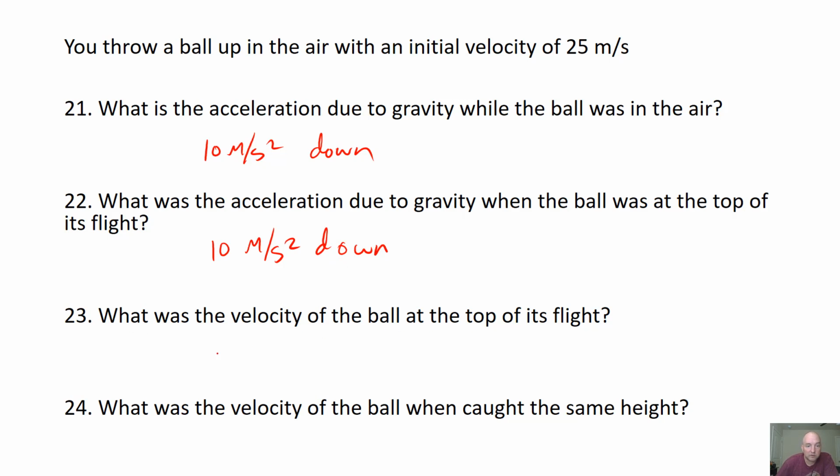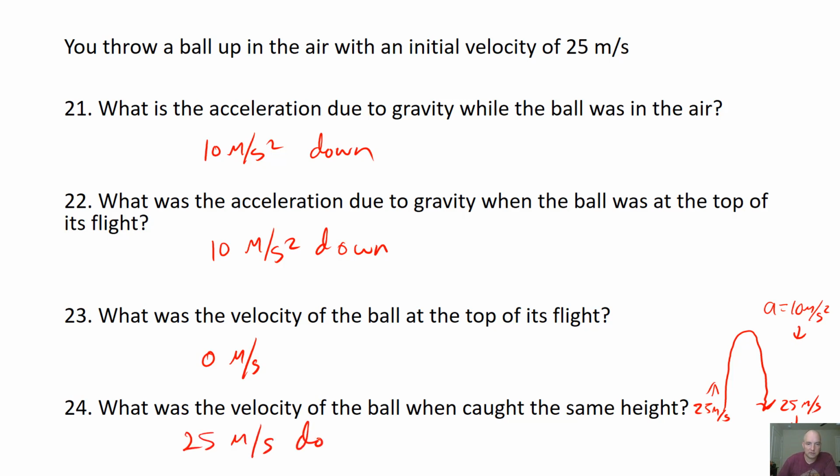What's the velocity at the top? So velocity is what you actually see. And at the top of an object's flight, it's going to stop for a second. So it's going to be 0 meters per second. But then when it finally comes back down, it's going to land. So by the time it goes up to the top, it stops. The whole time a equals 10 meters per second squared down. Changing it down, that's why it changes and makes it stop and go back down. But when it's caught, it's going to be caught with an opposite velocity. So if this is 25 meters per second up, this is going to be 25 meters per second down. And that's what the answer is going to be, 25 meters per second down.